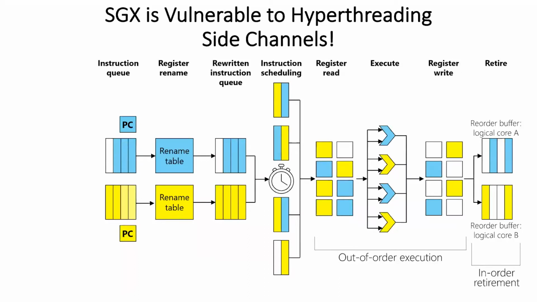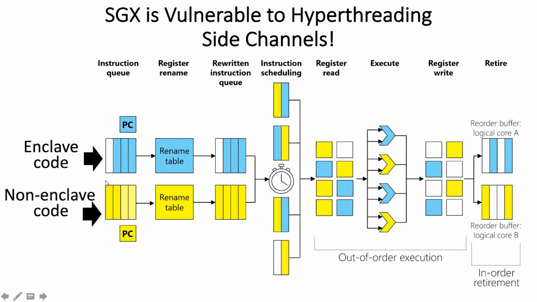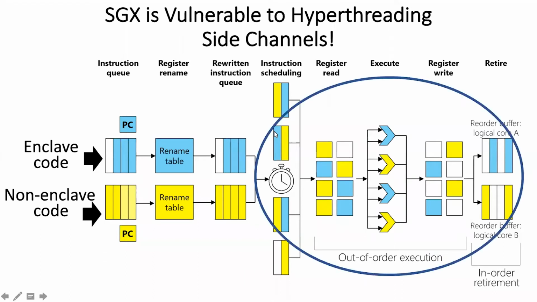Let's look at this diagram here that represents two logical cores running on one physical core, where one set of logical computation is encoded in blue and the other one is encoded in yellow. Let the blue computation be the enclave code and the yellow one be non-enclave code. We can clearly see that while the front end of this pipeline is isolated, post the instruction queue stage, all the microarchitectural state is actually shared. And it is this very contention that leads to side channels.